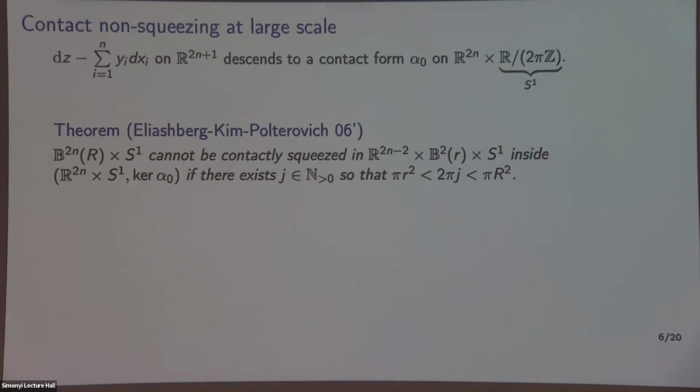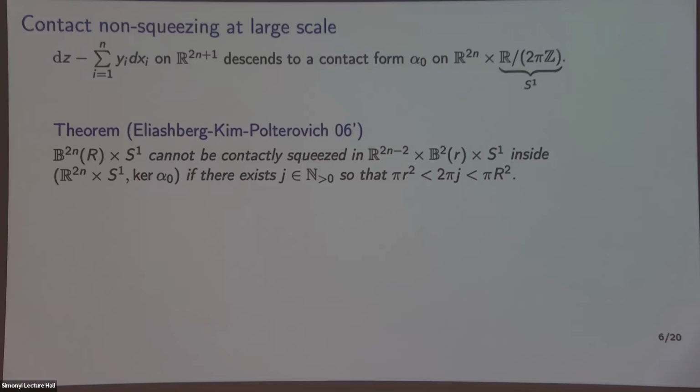And so what happens about non-squeezing? Actually, with this definition, there exists some non-squeezing phenomenon. The first one was discovered in the contact manifold R^2n times S^1. Here my circle S^1 has length 2 pi. It's a normalization, but it will appear in the theorem. And it's the standard contact form, the standard contact structure on R^2n times S^1 that is given by the standard contact distribution on R^(2n+1) that descends to a contact structure on R^2n times S^1.